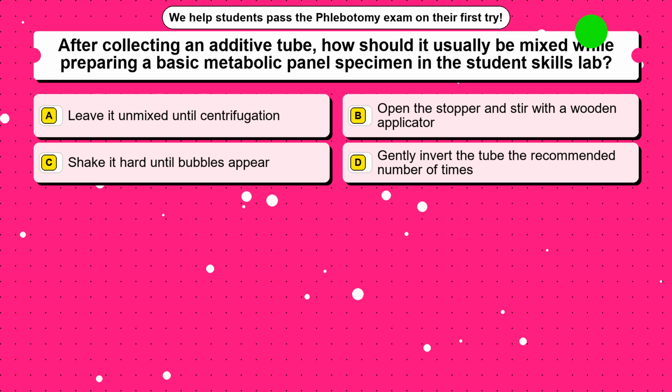Question 28. After collecting an additive tube, how should it usually be mixed while preparing a basic metabolic panel specimen in the student skills lab? Option A. Leave it unmixed until centrifugation. Option B. Open the stopper and stir with a wooden applicator. Option C. Shake it hard until bubbles appear. Option D. Gently invert the tube the recommended number of times.